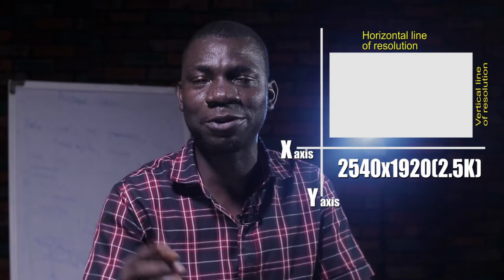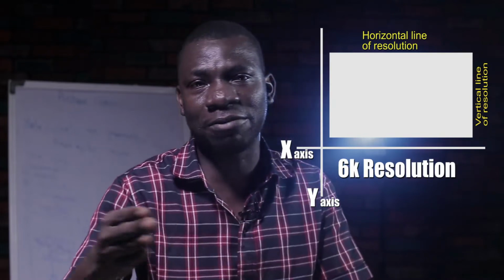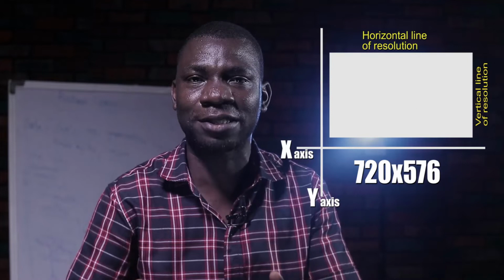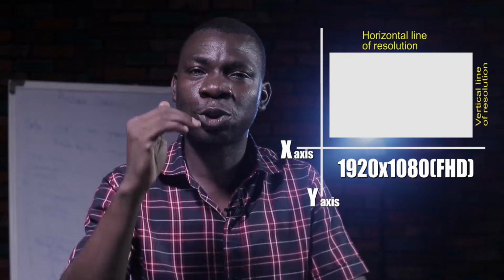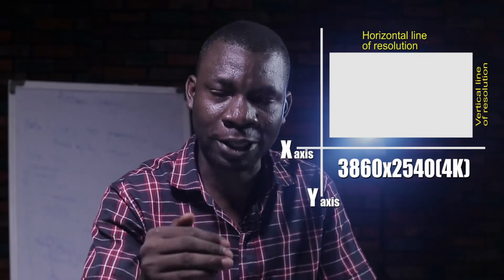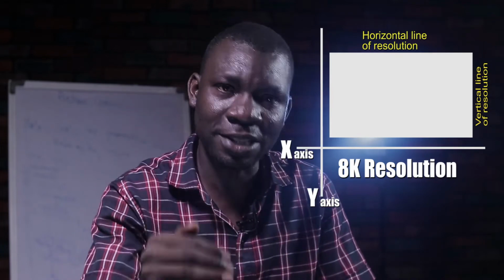From 720 by 576, it increases to 1280 by 720, and then we have 1920 by 1080, and then we have 2540 by 1920, and then we have 3840 and then 4500 plus, like that. All these resolutions are what form what we now refer to as 2K resolution, 2.5K resolution, 4K resolution, 6K resolution, or 8K resolution that we all mention today.